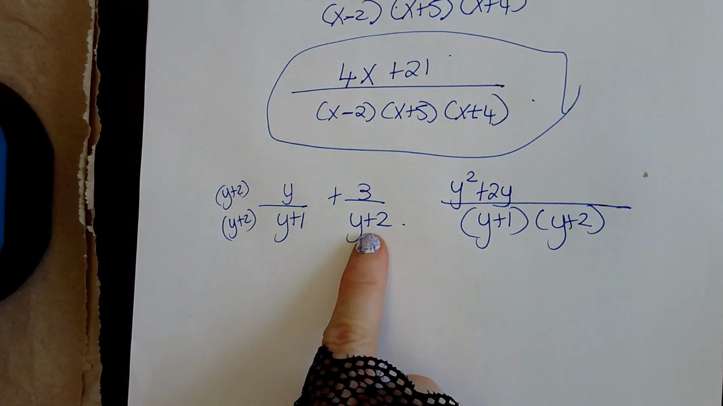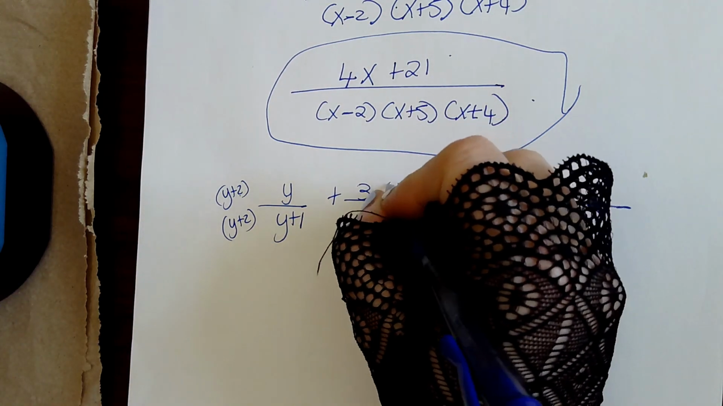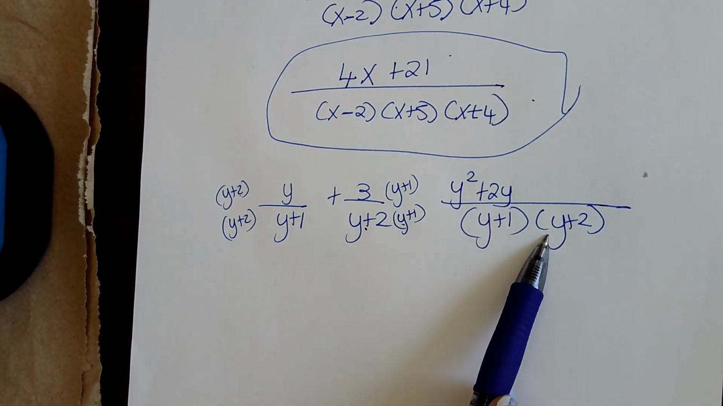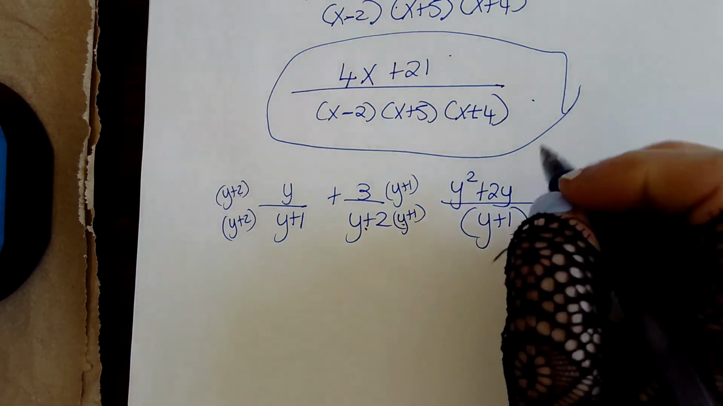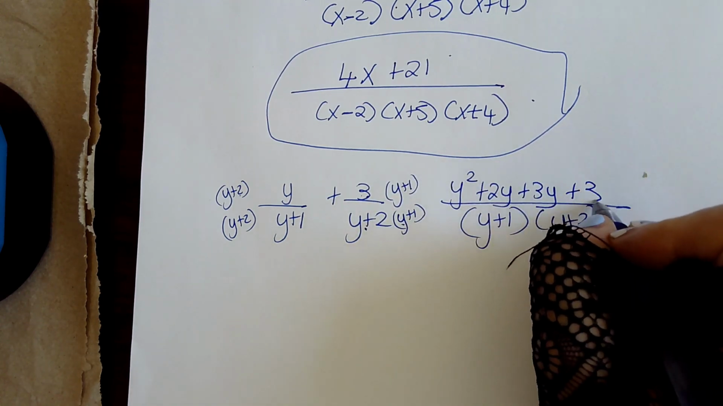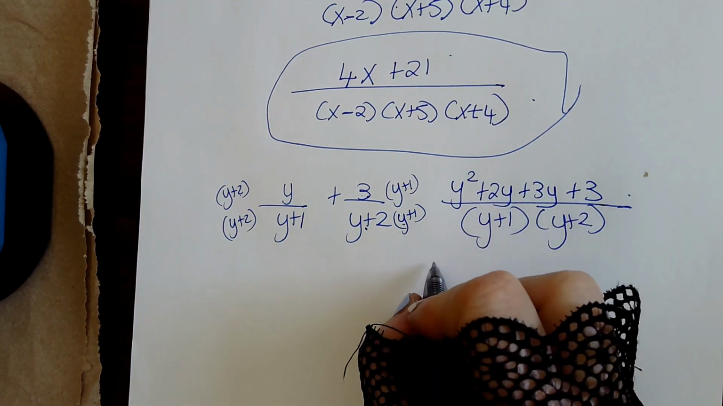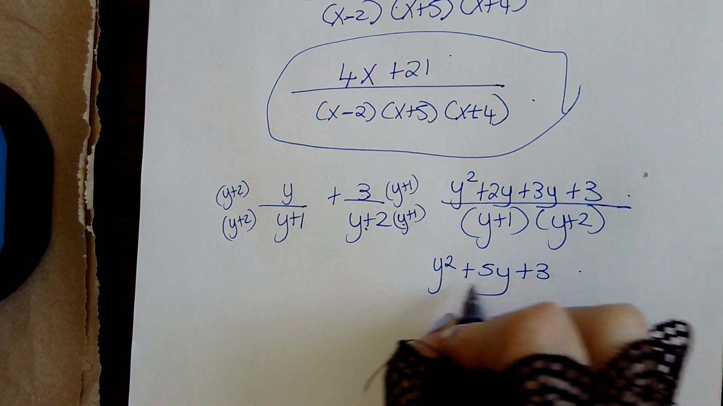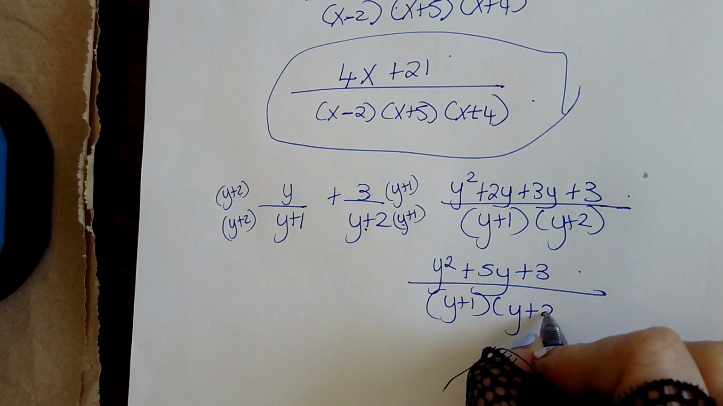Now I look at this fraction. I've got a y plus 2. I need to multiply by y plus 1. And again, I'm showing you the bottom, even though I've done the bottom. But really now I'm interested in the top. 3 times y is 3y. 3 times 1 is 3. So now let's just simplify. I've got y squared plus 5y plus 3 over y plus 1 and y plus 2.